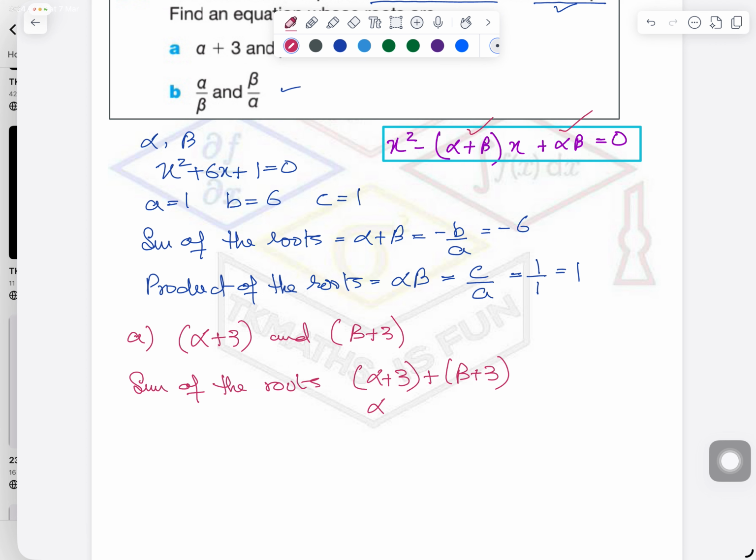So algebraically, just open it. Alpha plus beta is given to me here. It is equal to minus 6. So I will write minus 6 plus 6, which is equal to 0. Product of the roots.